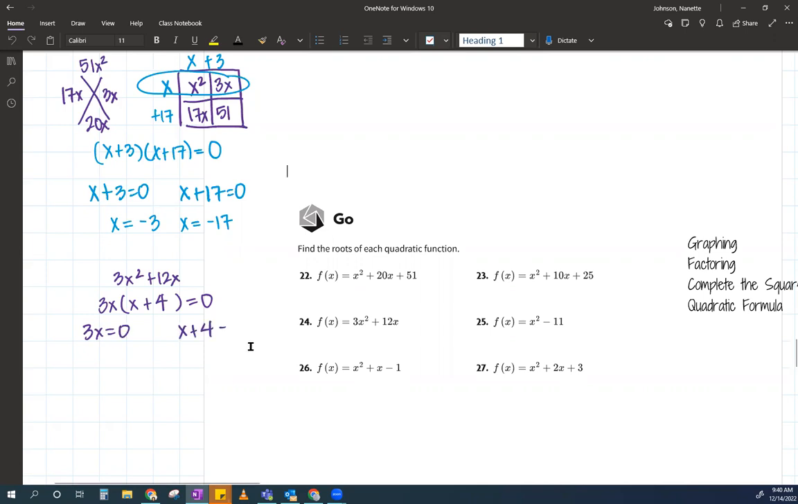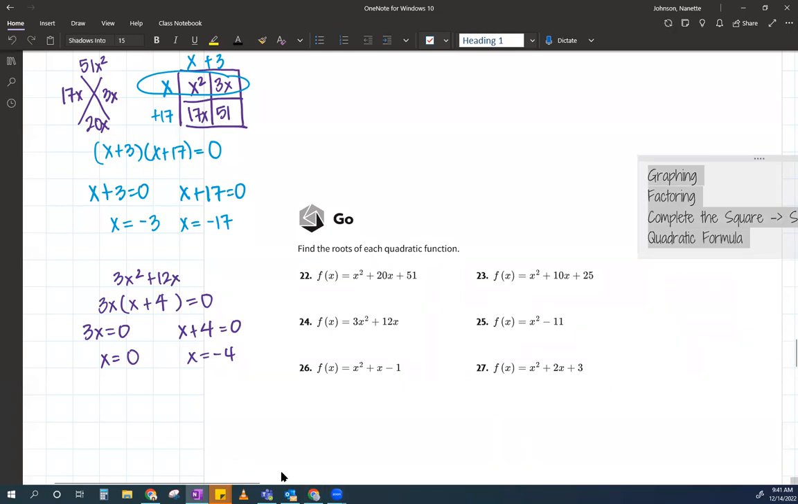And then I ask you, okay, well, how would you check your answers? And you're like, oh, Ms. Johnson, I could check it by plugging in here really fast, right? 0 plus 0. Yay, it's 0, right? Plugging in here, -4, not too bad either. And then also using your graphing calculator.